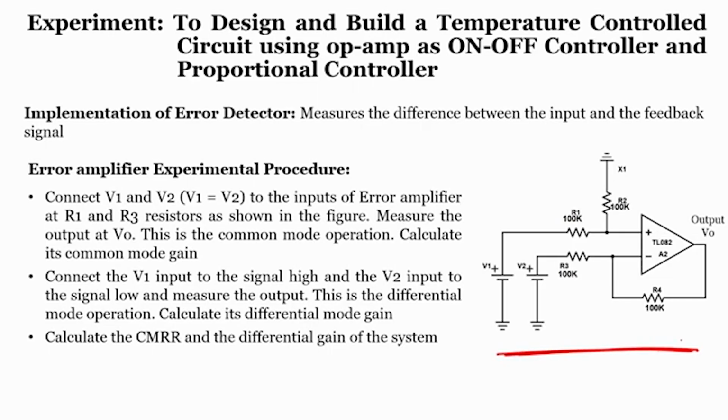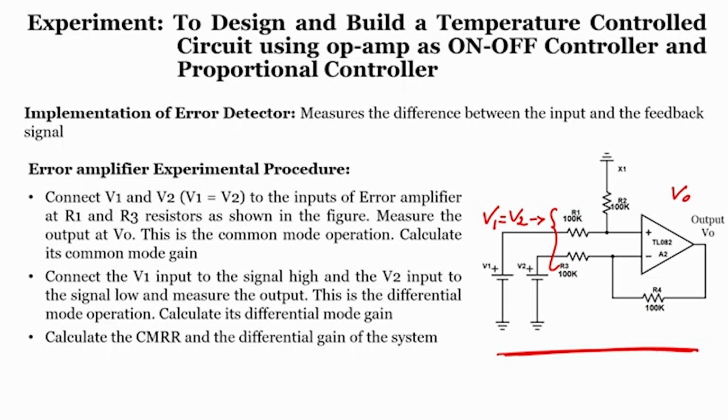So, what we have to do is connect V1 and V2 such that V1 equals V2 to the input of the error amplifier. So, if V1 equals V2 and that is sent to the input of the error amplifier, now measure the output voltage VO. This is your common mode operation.